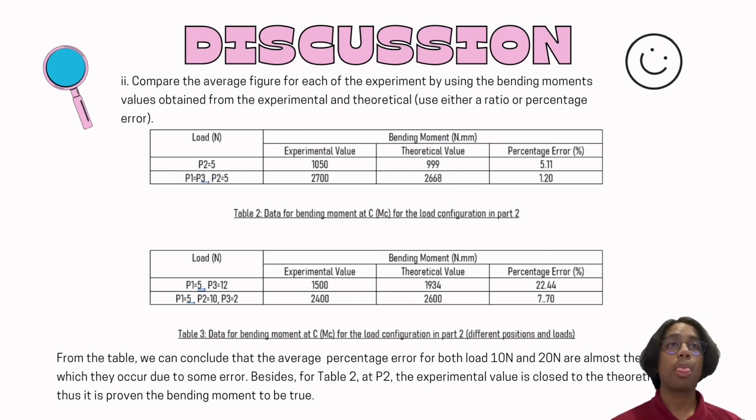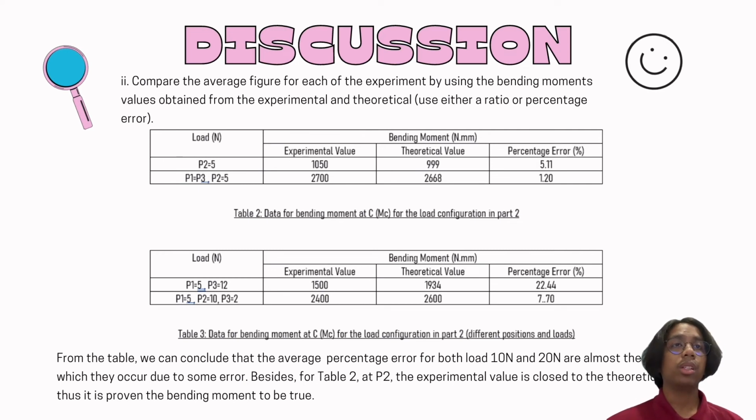Okay, for P1 equal to P3 and P2 equal to 5, we can see the experimental value that we obtain is 2700. The theoretical value is 2668, and the percentage error that we get is slightly lower than the first one. As you can see, there is not much difference between the experimental value and the theoretical value. We get 1.20%.